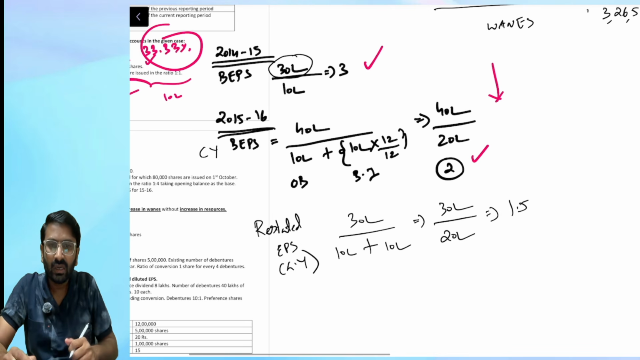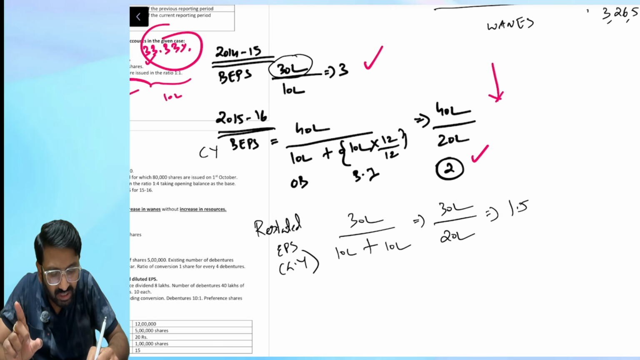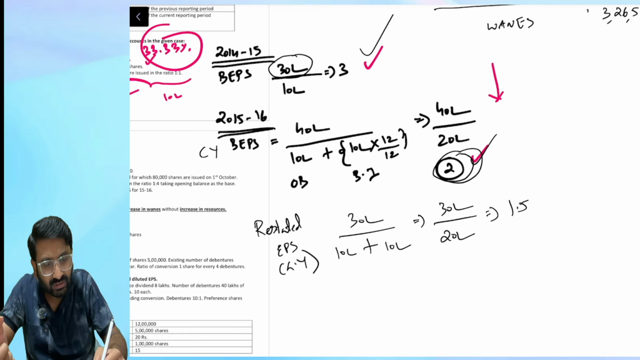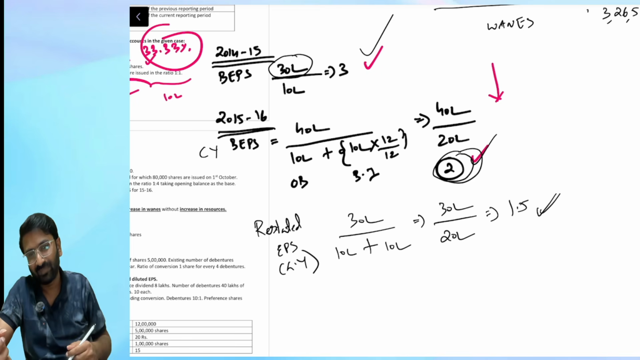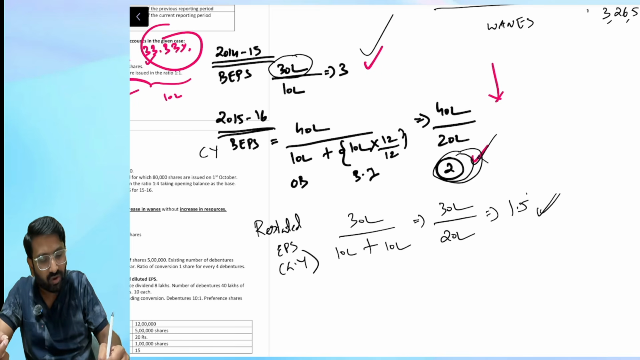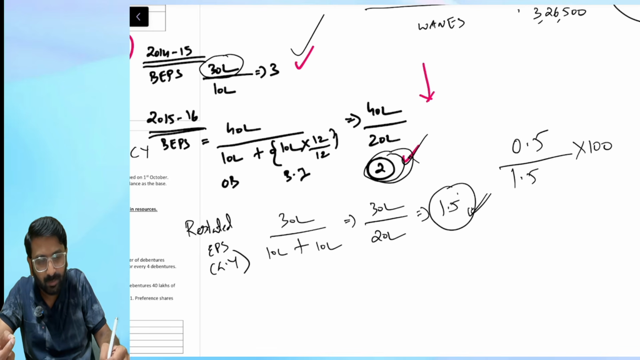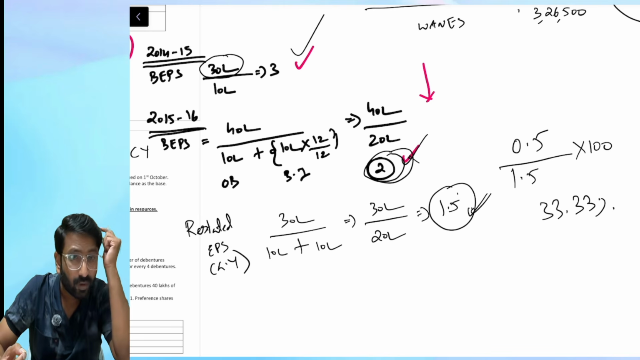1.5. Now, if somebody is comparing current year EPS of 2, that 2 I should not compare with 3. So the 2 rupees should be compared with restated EPS of last year. And if I compare 2 and 1.5, what is the improvement in the performance? 50 paise. 50 paise upon last year EPS 1.5. So 50 paise upon 1.5, can I say 33.33% improvement? And that is what is reflected exactly. I hope all of you are getting that.